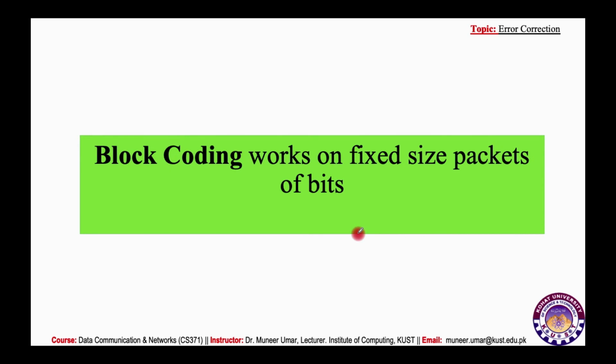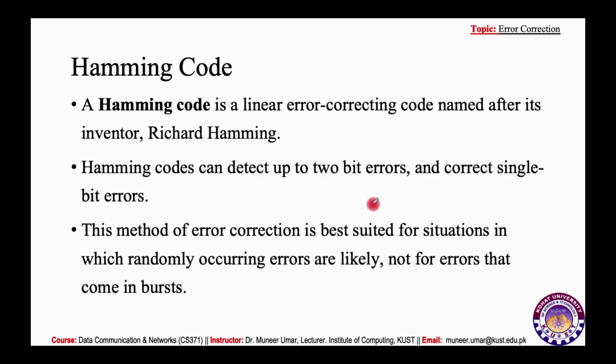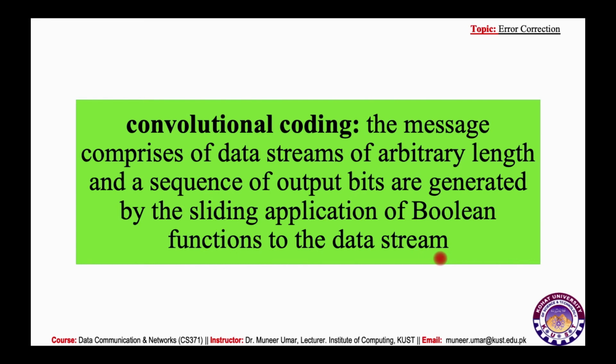Block coding works on fixed sized packets of bits, like 8 bits, 16 bits, 13 bits, 11 bits. So there would be a fixed number of bits in a block for block coding. In the convolutional coding, there are no fixed size blocks. The sizes may vary from time to time or from different senders.